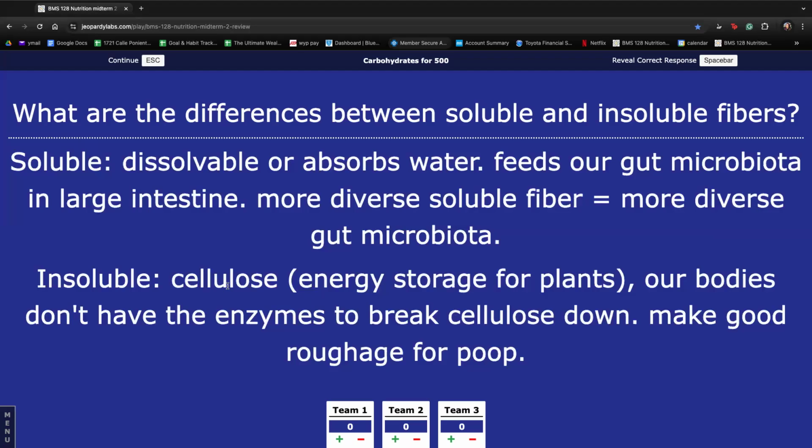So the more diverse soluble fiber you eat, like if you eat one peach every single day, and that's the only soluble and insoluble fiber you have, your gut microbiota is not going to be very diverse. And the more diverse it is, the fewer health problems you're going to have.